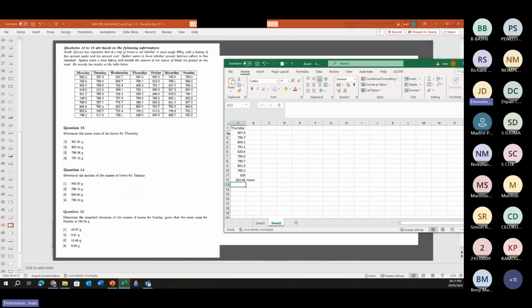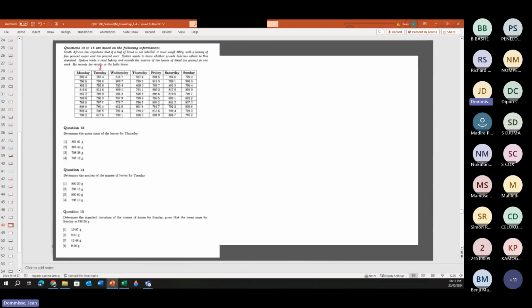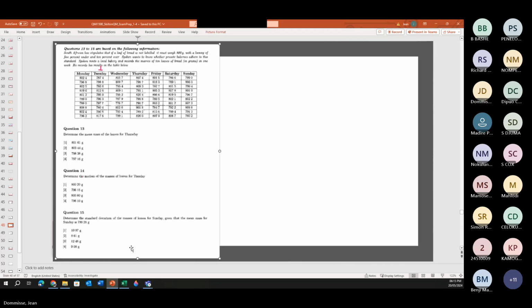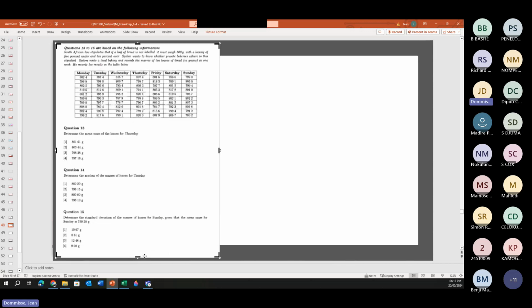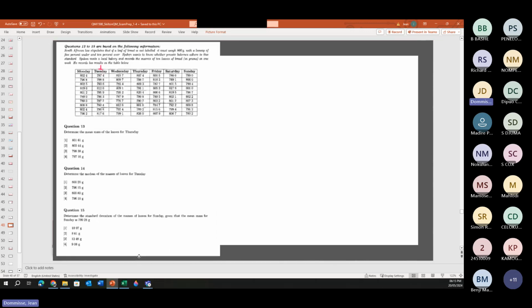Now they ask us for the Tuesday. What is the median? So again, Tuesday median, so let's at least crop this part out.